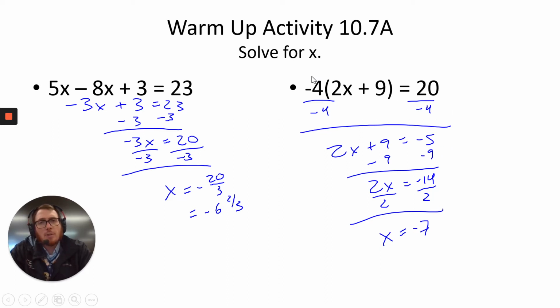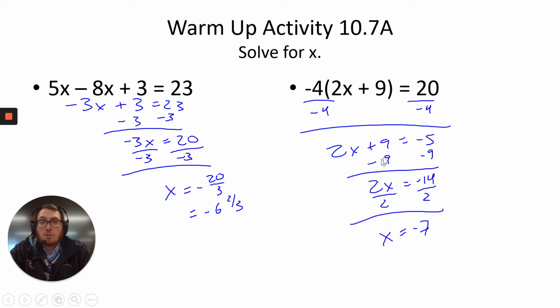The second one you could distribute, so you could take the negative 4 and multiply it into both of these pieces inside the quantity or the parentheses. I might suggest dividing by negative 4 right away just to get rid of it, and it actually divides very nicely with the information on the right side.